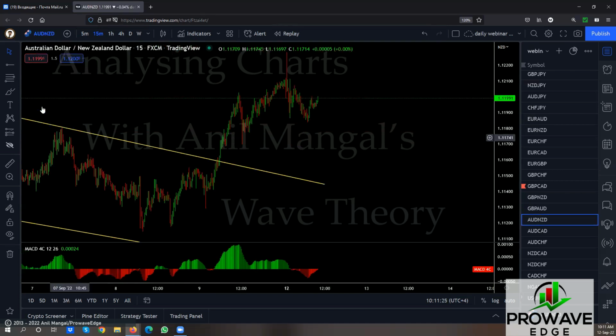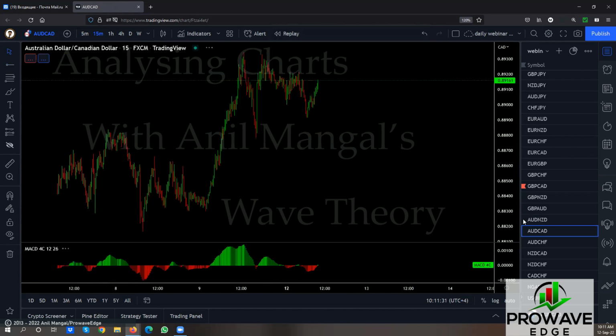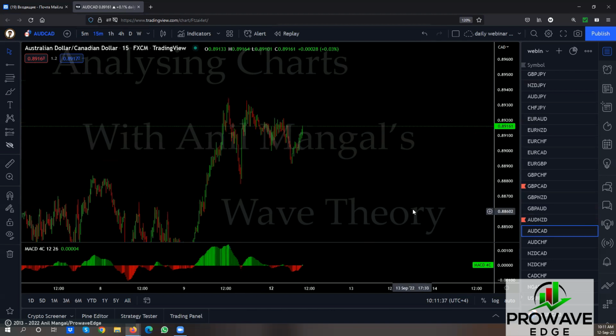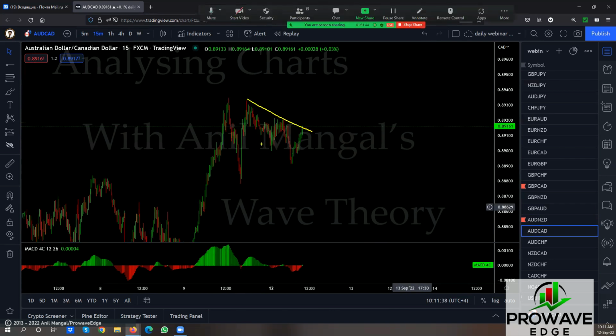Aussie, New Zealand, you can get a sell set up here if you want. Put an entry here for a sell. That's a running flat in the making. You can put a sell here. Aussie CAD. We're making a big flat. We have 1, 2, and then this. So we have to get 1, 2, and then up. That'll be likely what we're doing.